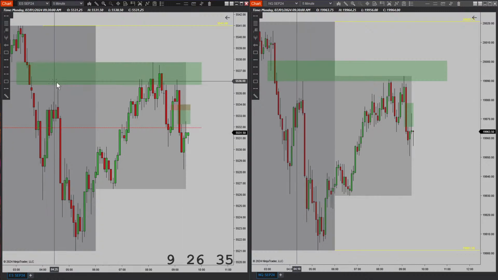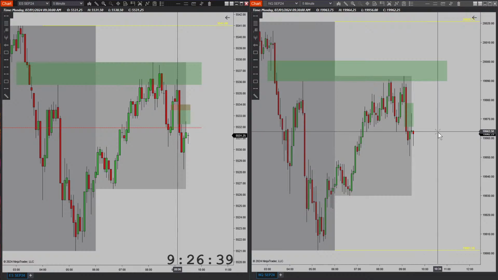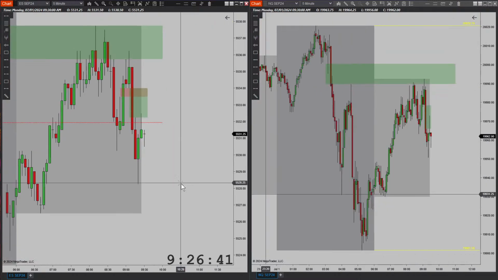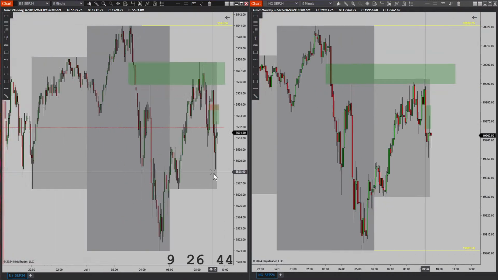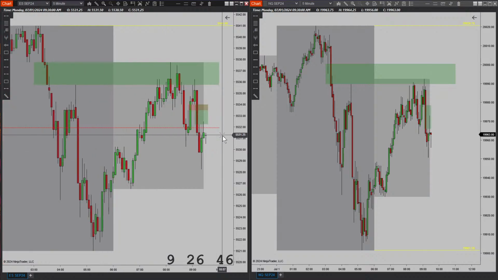Okay, let's see here. We haven't taken out any lows as of yet. Still no lows as of yet. Here we go.